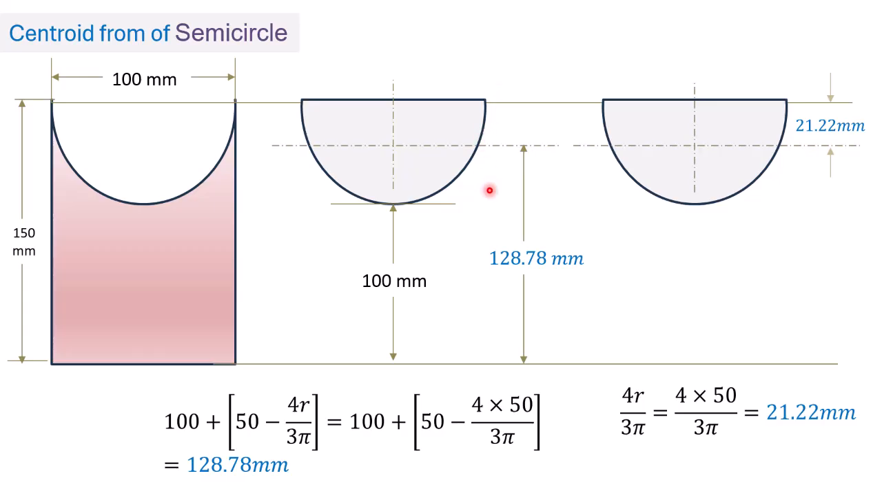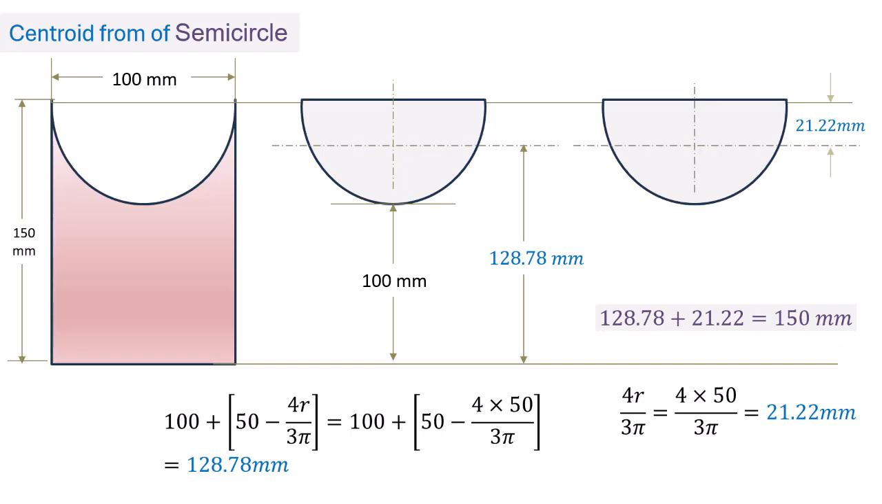Just look at here. While calculating the centroid of the semicircle from the bottom edge, we have to know that the centroid is located at 21.22 millimeter below the top edge. So its distance from the bottom edge becomes 150 minus 21.22 millimeter. We get 128.78 millimeter. If we add both the values, we get the same height, 150 millimeter.